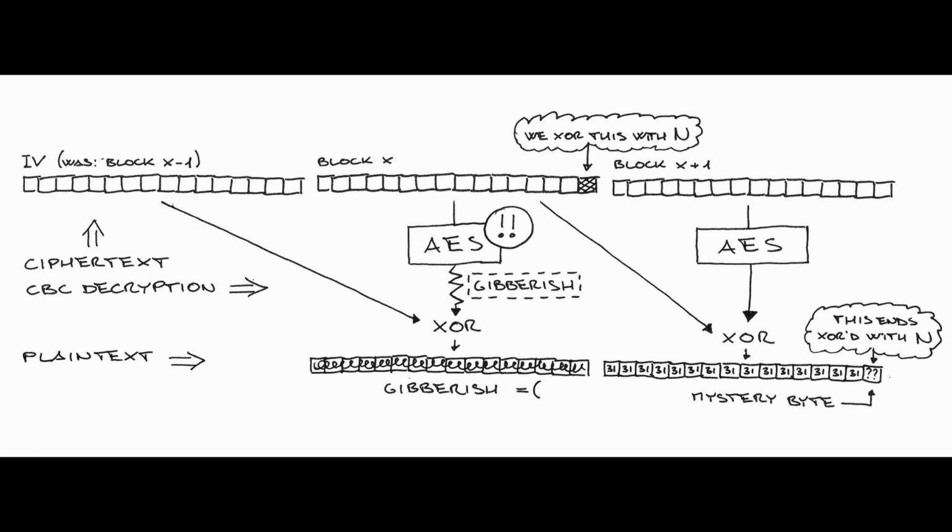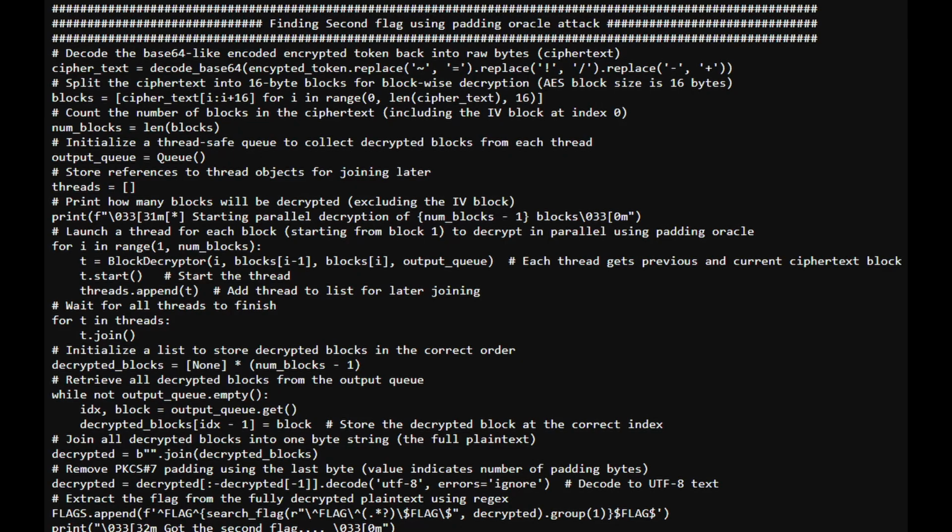This is the heart of the code that decrypts each block using a padding oracle. Step 1, get the encrypted token. Step 2, decode and split into blocks. Decode the base64 ciphertext into raw bytes. AES CBC uses 16-byte blocks, so we split the ciphertext into those blocks. If there are n blocks, we'll need to decrypt blocks 1 to n. We can't decrypt the first block without the IV.